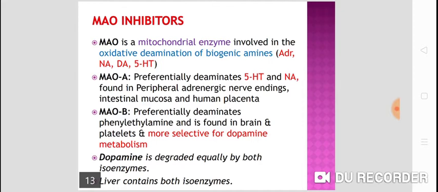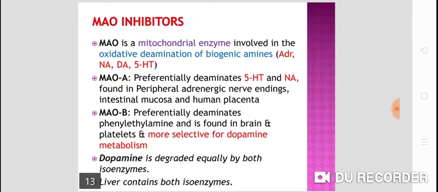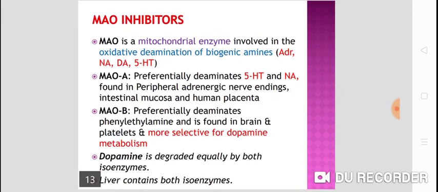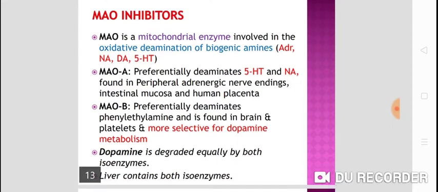So, there are two isoenzymes of monoamine oxidase: monoamine oxidase A and monoamine oxidase B. Monoamine oxidase A preferentially deaminates serotonin and noradrenaline, and is found in the peripheral adrenergic nerve ending, intestinal mucosa and human placenta. Monoamine oxidase B preferentially deaminates phenylethylamine, and it is found in brain and platelets. Monoamine oxidase B is more selective for dopamine metabolism.